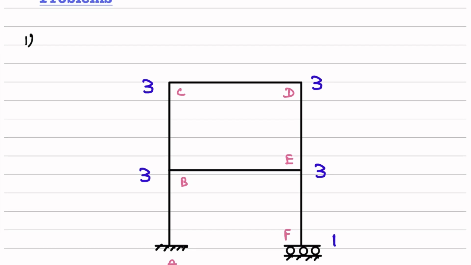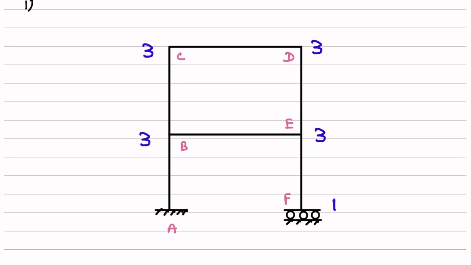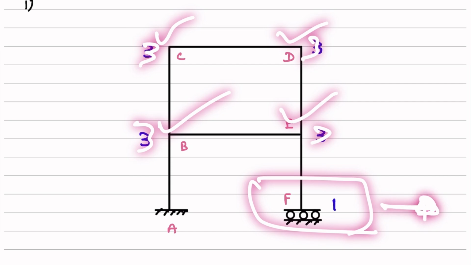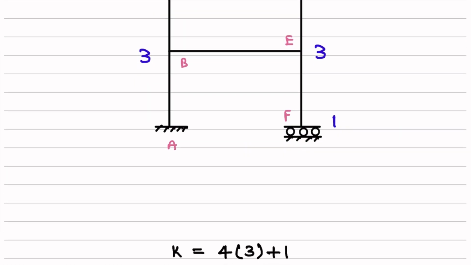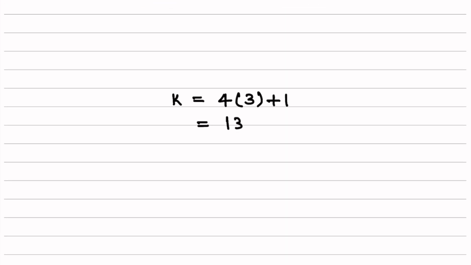This first problem, we have 6 joints. We'll go joint by joint and quickly summarize what the kinematic indeterminacy is. This is a fixed joint, so 0 degrees of freedom. These 4 are rigid joints, hence 3 degrees of freedom permitted for each of them. Finally, this is a guide roller support, so only this displacement along the x-axis is possible, hence 1. Sum them up: 3 times 4 plus 1, 13 is the kinematic indeterminacy for this frame.